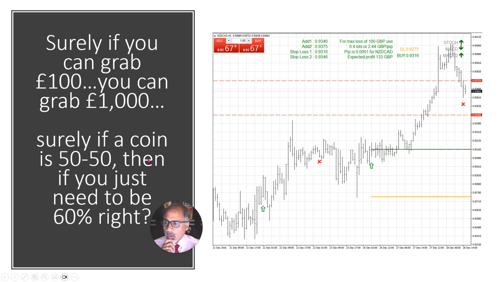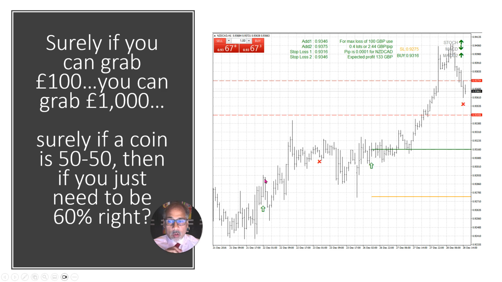The other point is this: surely if a coin is 50-50, then you just need to be right a little bit more than a coin to have an edge, and that's exactly correct. So we're not going to say, look at me, I'm right 100% of the time, 90%, 80%. You can tell somebody's lying about trading if they tell you they're right 80, 90, 100% of the time, or they have some secret software for that. No, actually, the edge you're looking for is slightly above 50%.